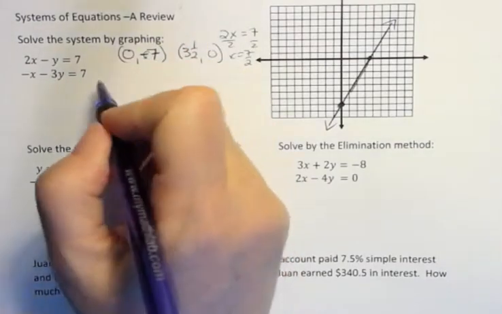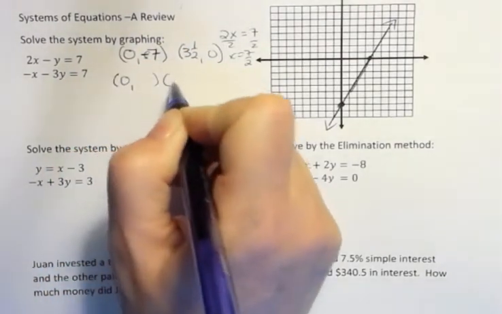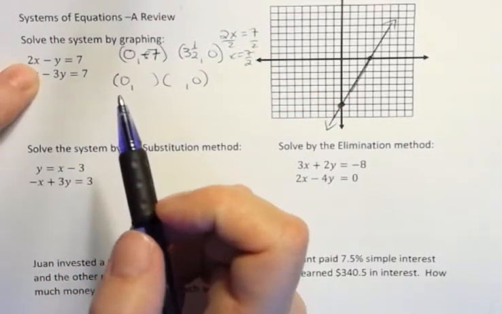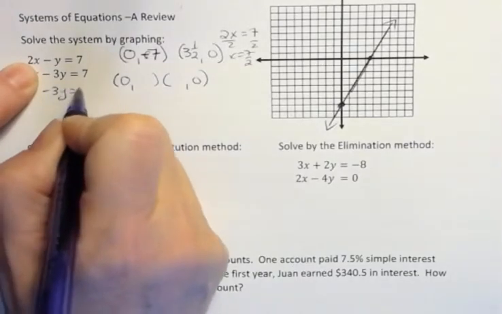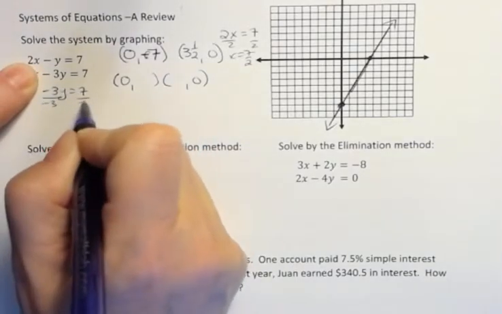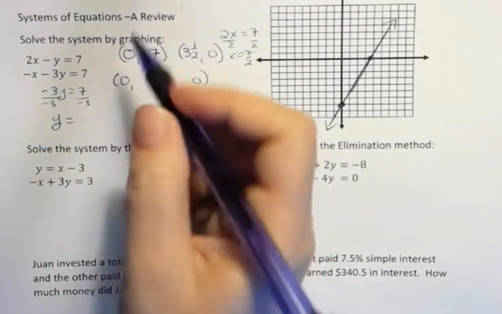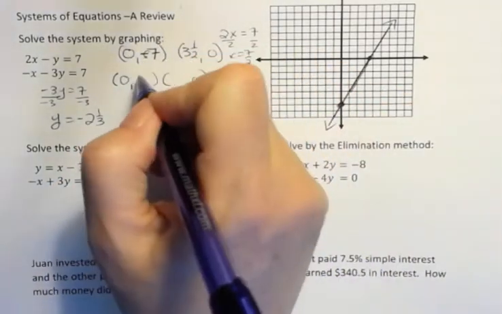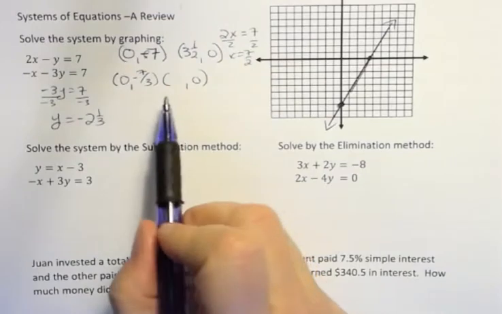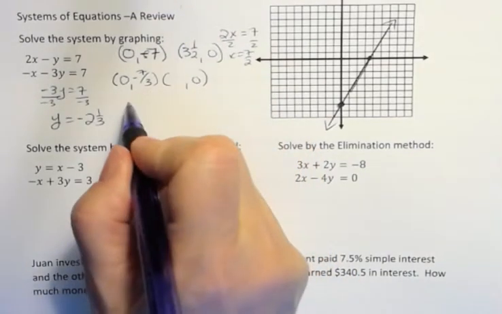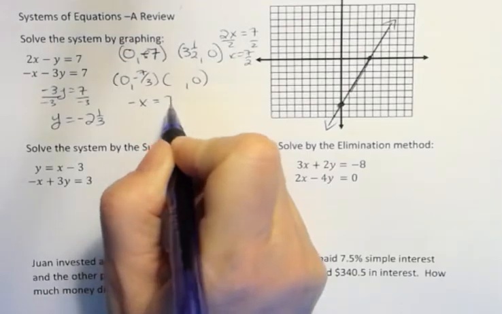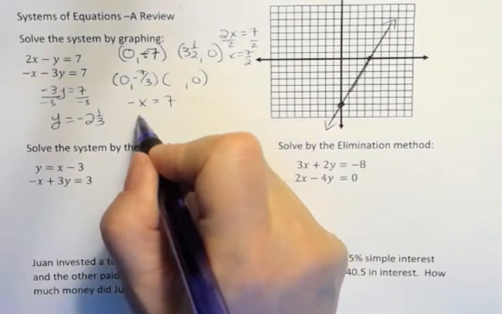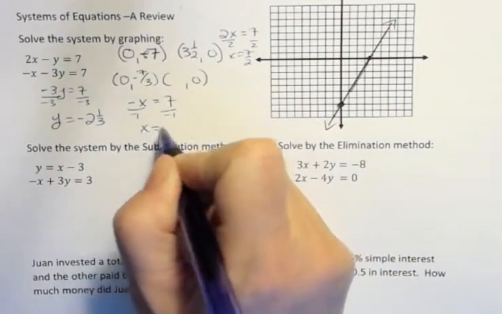Now I'm going to do the same thing for the second equation. What if x is 0 and what if y is 0? If x is 0, that 0 plugged in would make that term go away, and I would get negative 3y equals 7. Dividing by negative 3, I get y equals negative 7/3, which is negative 2 1/3. I want to use that because it's a little easier to graph. And then what if y is 0? Then 3 times y would just drop out, and I would get negative x equals 7. When I divide by negative 1, x equals negative 7.